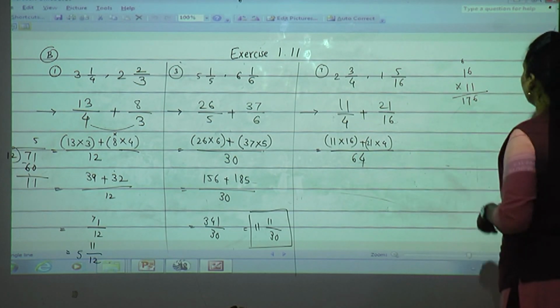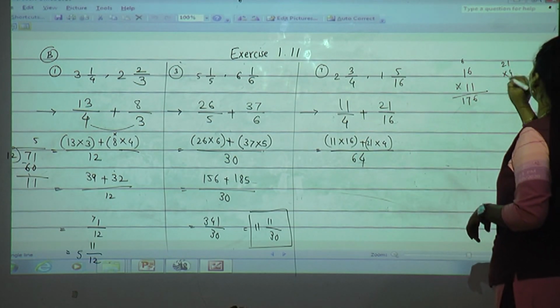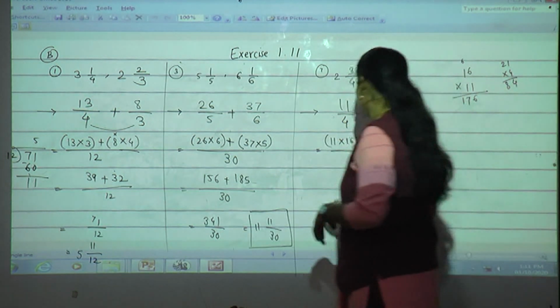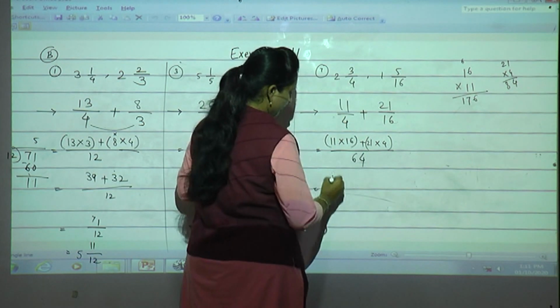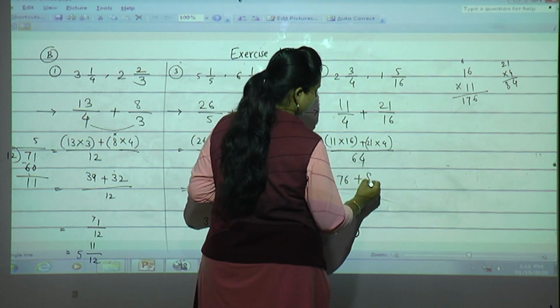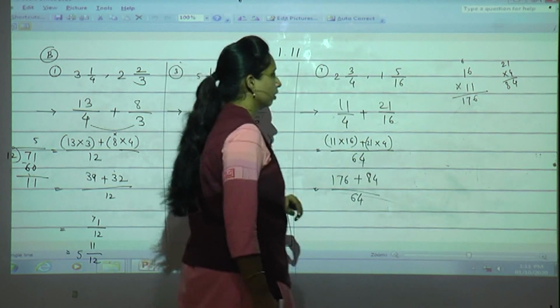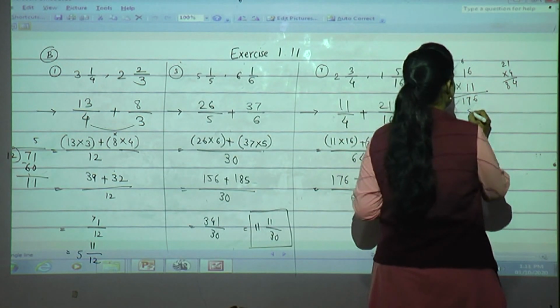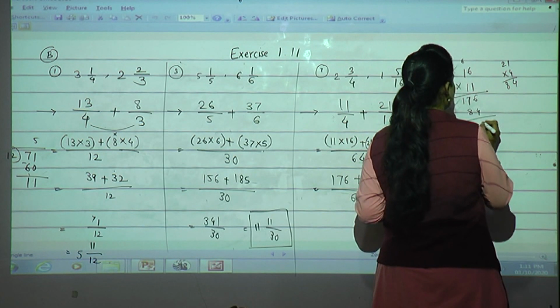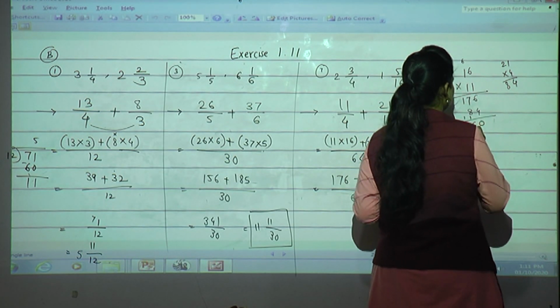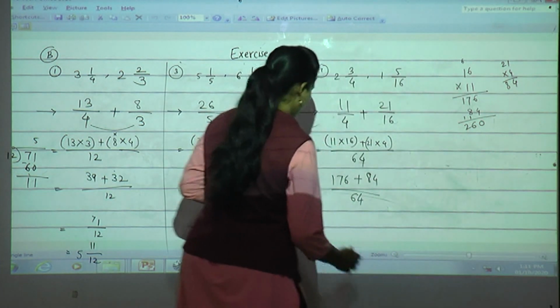Correct? Now the next, 21 multiplied by 4. 4 ones are 4, 4 twos are 8. So 176 plus 84 divided by 64. Okay, now do the addition. 6 plus 4 is 10, 8 plus 8, 16, 260.